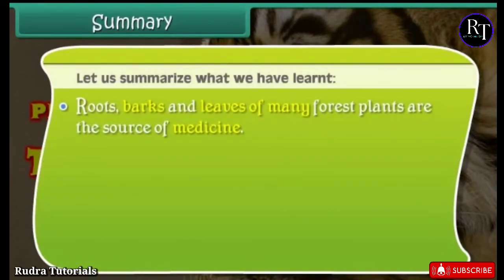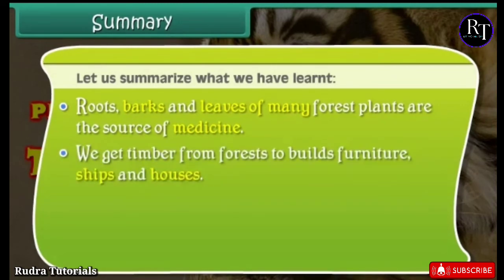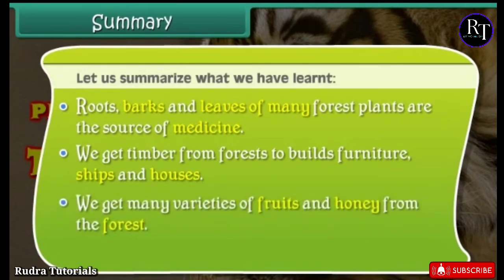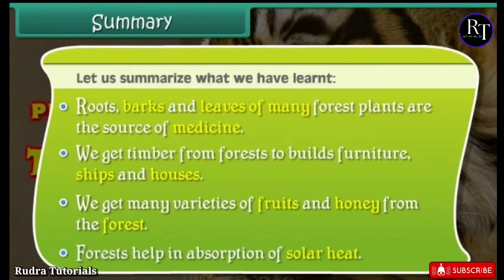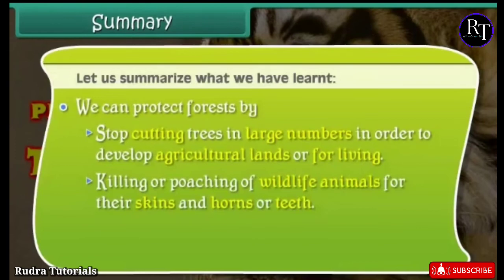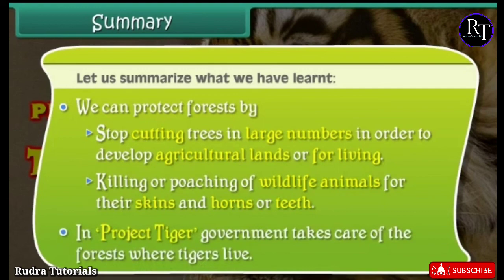Roots, barks, and leaves of many forest plants are the source of medicine. We get timber from forests to build furniture, ships, and houses. We get many varieties of fruits and honey from the forest. Forests help in absorption of solar heat. We can protect forests by stopping cutting trees in large numbers in order to develop agricultural lands or for living, and by stopping killing or poaching of wildlife animals for their skins and horns or teeth. In Project Tiger, government takes care of the forests where tigers live.